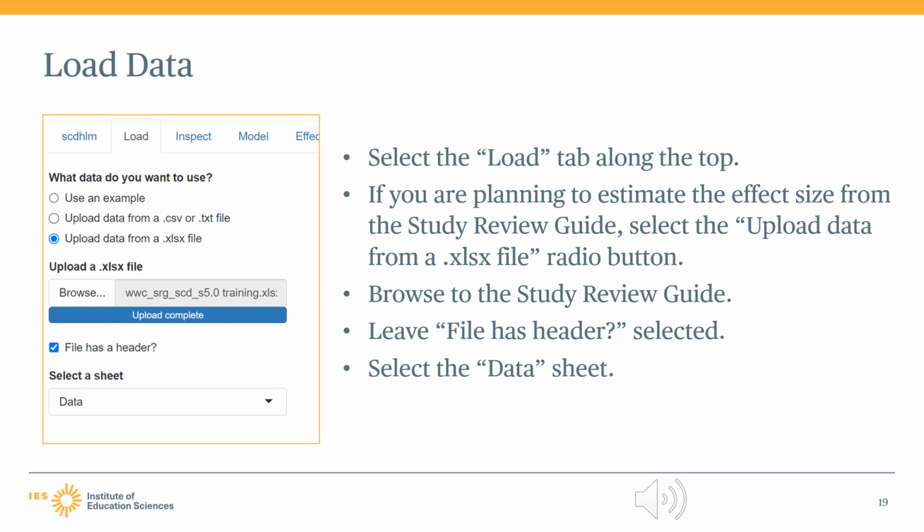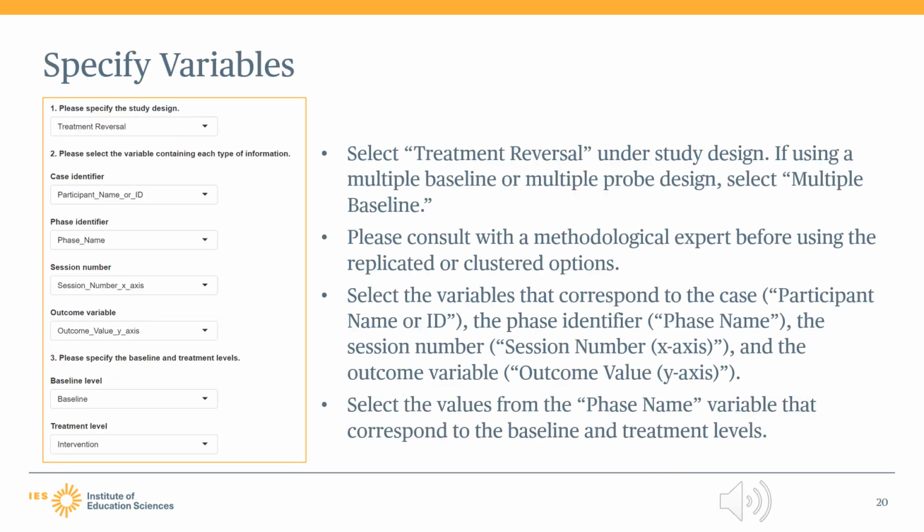If you are estimating an effect size from the study review guide, you'll need to select the Upload Data from a .xlsx file radio button. Click on the Browse button, then navigate to the study review guide and select it to upload. You'll want to ensure that the File has header box remains checked. Finally, when the file is finished uploading, select the Data tab in the Sheet drop-down box.